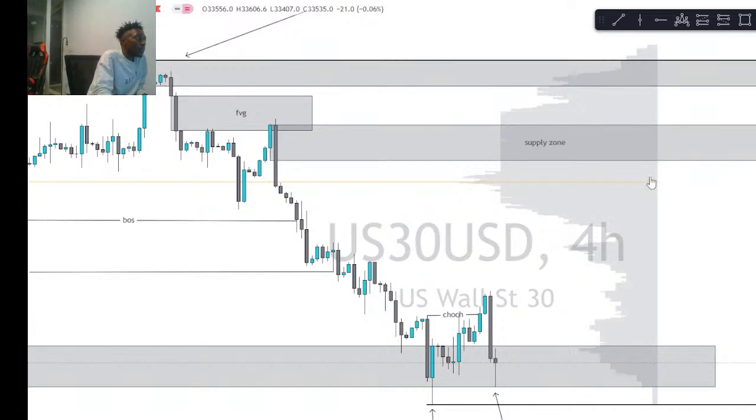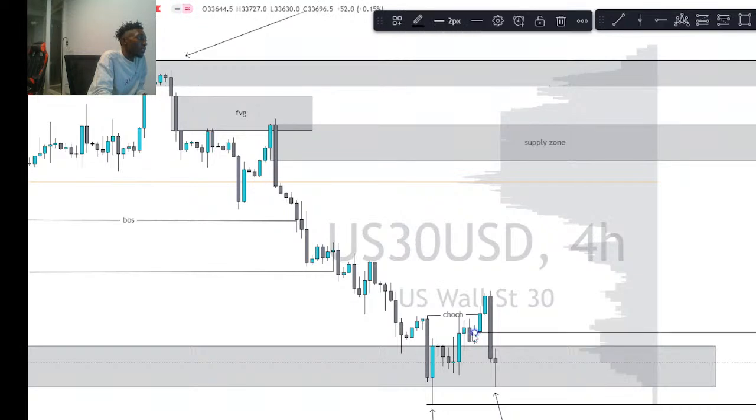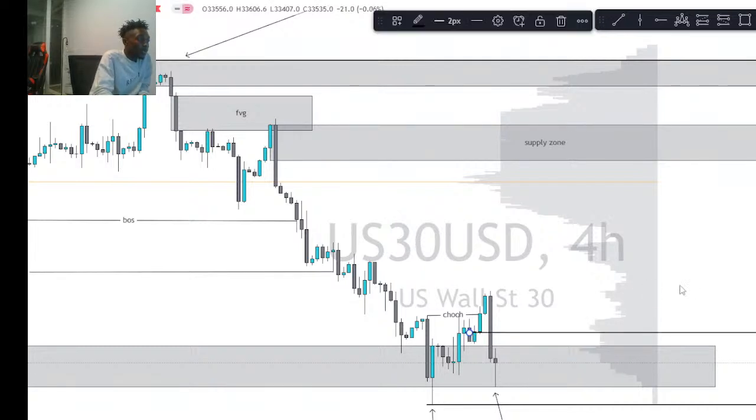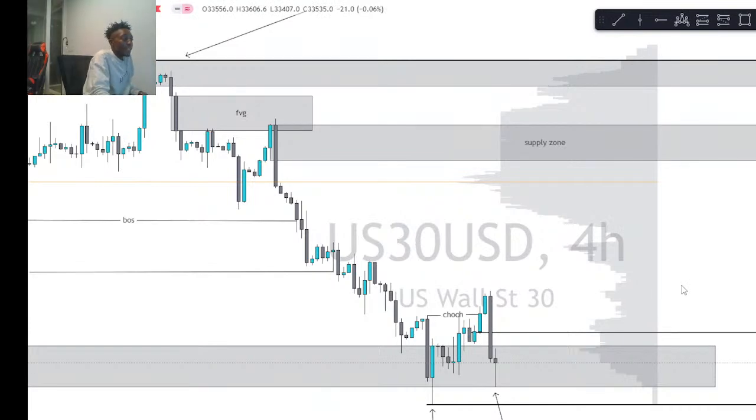So where are we expecting to enter USD? We have a zone there. You understand? We have a zone. So since you don't see the prices, you can just mark on your chart 33,689. You can just mark that area.